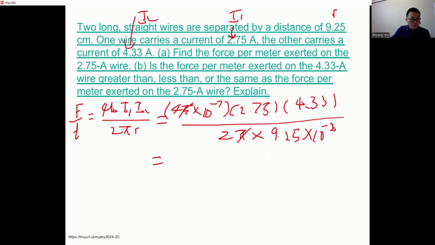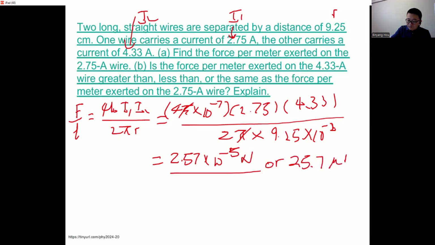So this will give you 2.57 times 10 to the minus 5 newtons of force. Or you can say this will be 25.7 micronewtons if you like that better. But this will be just fine. So that's your part A.